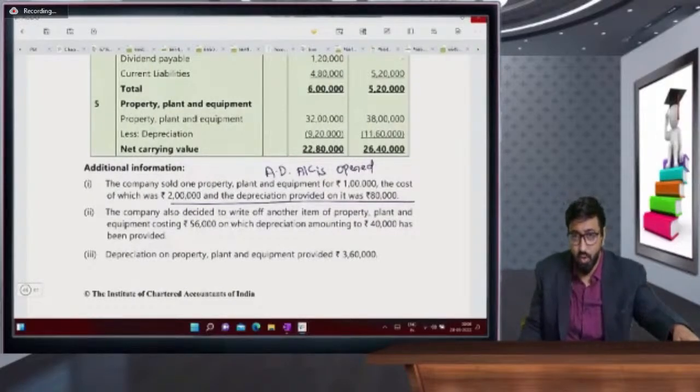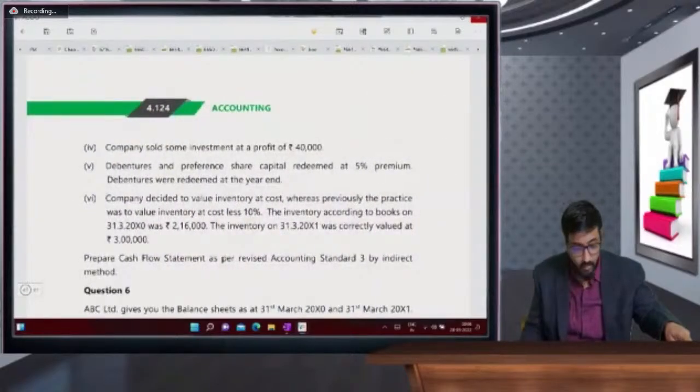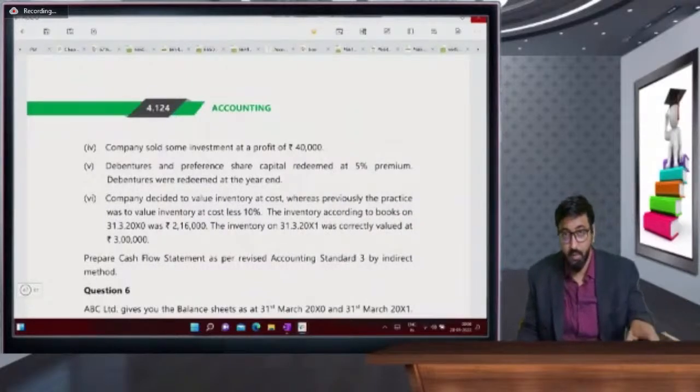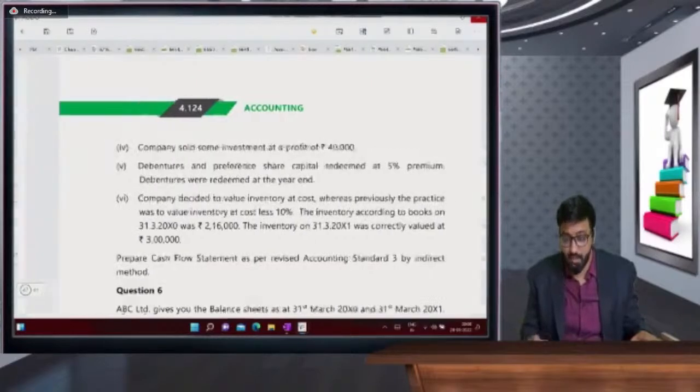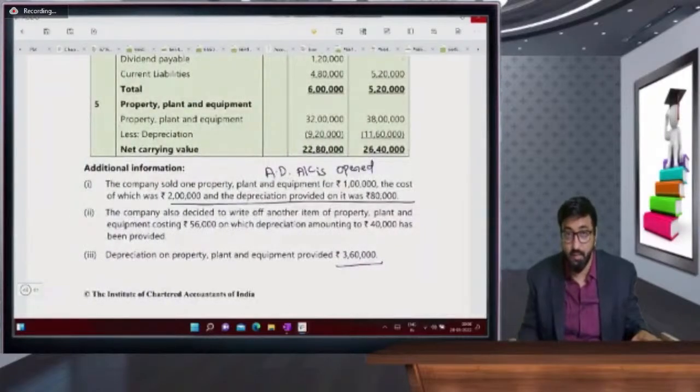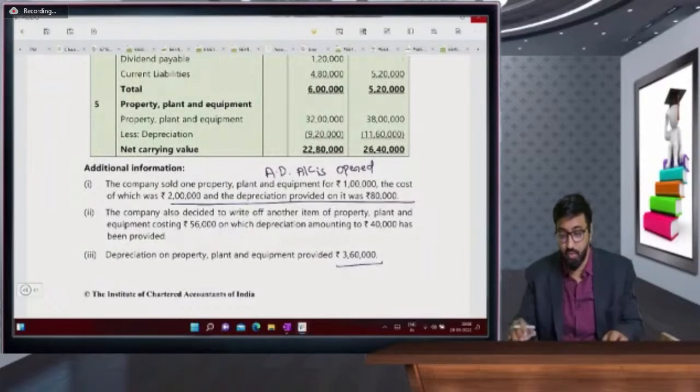The company also decided to write off the property, plant and equipment. Depreciation on plant and machinery. The company sold investment at a profit of 40,000. Debentures or preference shares are redeemed at a 5% premium. And the last adjustment, inventory. So in this lecture, for the remaining part, we are going to discuss only adjustments. Come on, do it quickly.